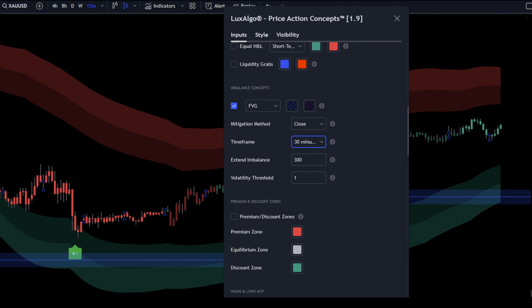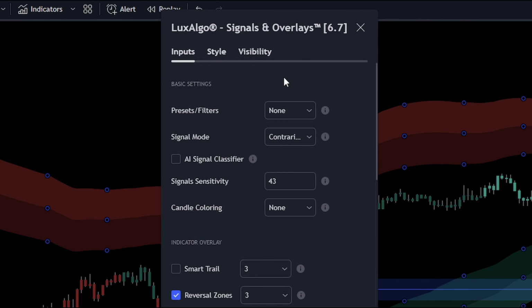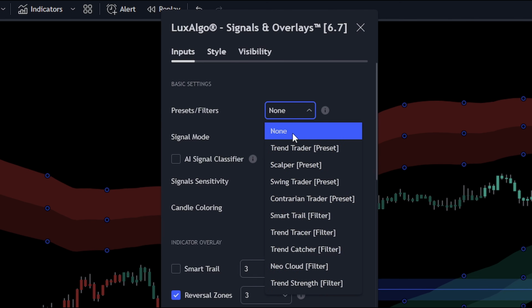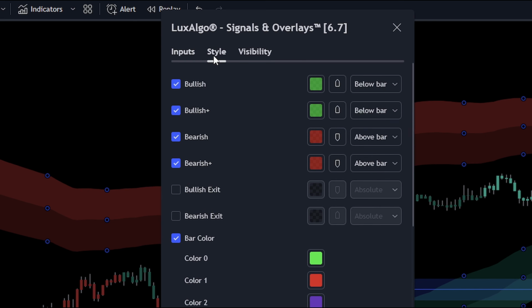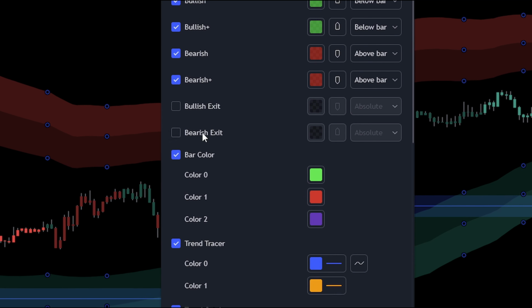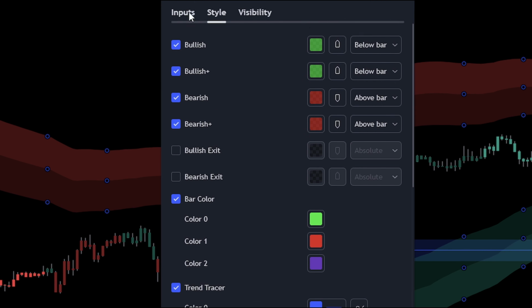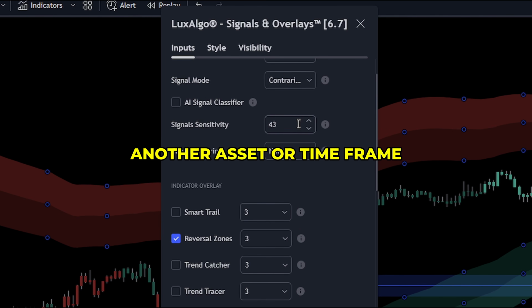Now let's access the settings of the Signals and Overlays indicator and customize it for our strategy. First, for the presets and filters, we want to use None. For the signal mode, you want to use Contrarian and Exits, but as you do not need the exit signals for this strategy, you want to click the Style tab and uncheck both the bullish and the bearish exit signals. Heading back to the Input section, set the signal sensitivity to 43, but make sure you adjust this number if you're going to trade another asset or time frame.